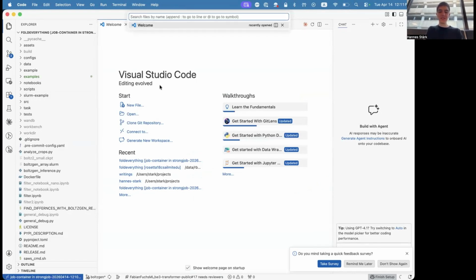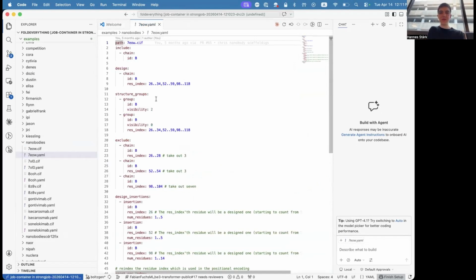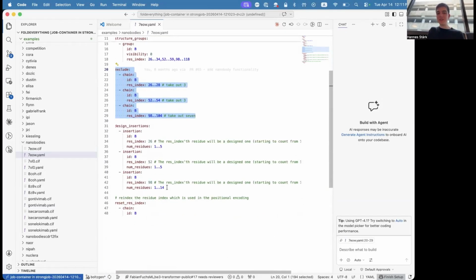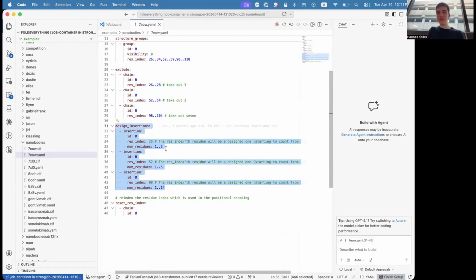Now we can, for example, see this here, 7EOW, where we see this, right? In this file that defines the nanobody scaffold, we take the CIF file, we extract the chain that corresponds to the nanobody, and then we say we design these regions, which correspond to the CDR3 regions, and say something like, for example, that the structure of the backbone of the scaffold stays fixed, and the structure of the CDR regions is flexible. We also remove the CDR regions, and we insert regions that are being designed of the appropriate types that we desire.